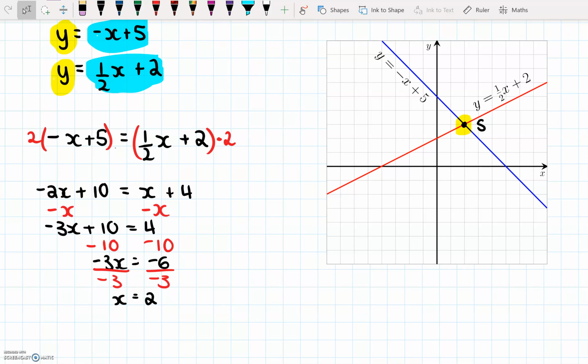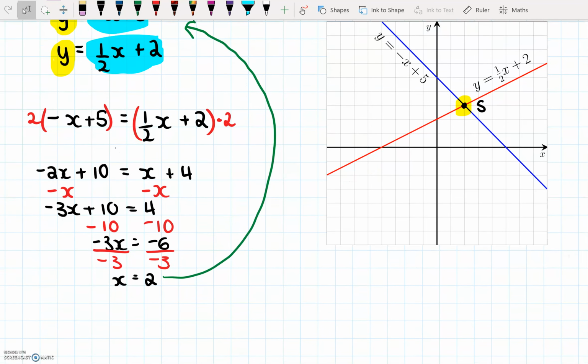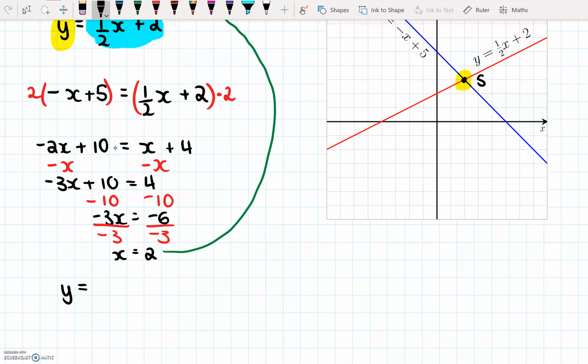So what we now need to do is we need to substitute this x back into one of these formulas. Okay, you don't need to substitute it into both of them, just one. And my preference is usually to go for the simplest of the two formulas, in which case this would be the first one, y equals negative x plus 5. Okay, because again, it's easier than working with a fraction usually. Okay, so we're going to have y equals minus x plus 5, x is 2, so y equals minus 2 plus 5, which is equal to 3.